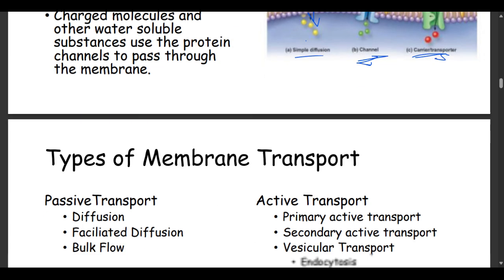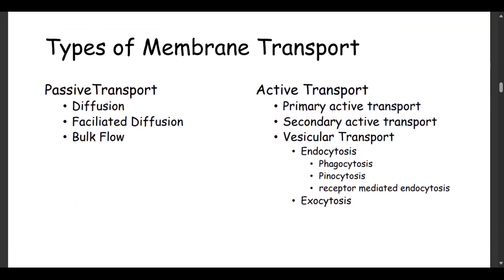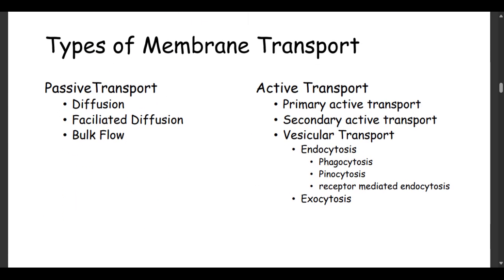So to get a little bit deeper into that, we're going to talk about the types of membrane transport that we have. So firstly, we have passive transport and active transport. The difference between these two is simply the use of energy in active transport, while in passive transport, no energy is used. And the examples that fall under passive transport are diffusion, facilitated diffusion, and bulk flow. So we're going to talk about these in a little bit of detail.